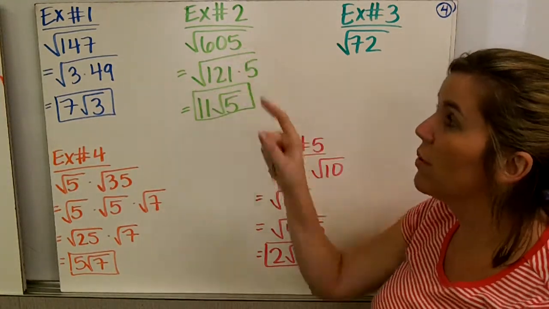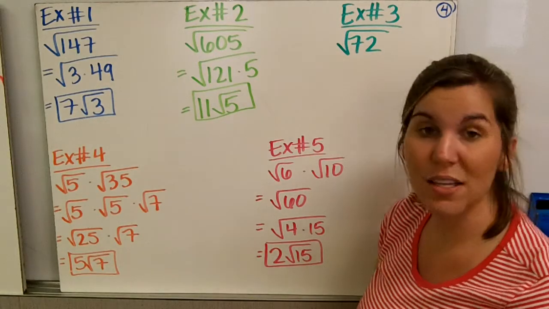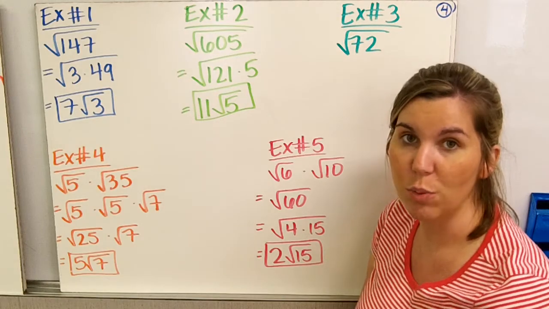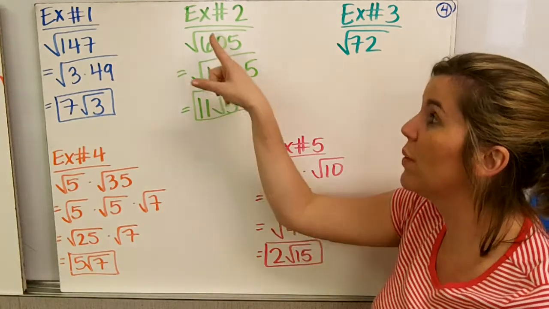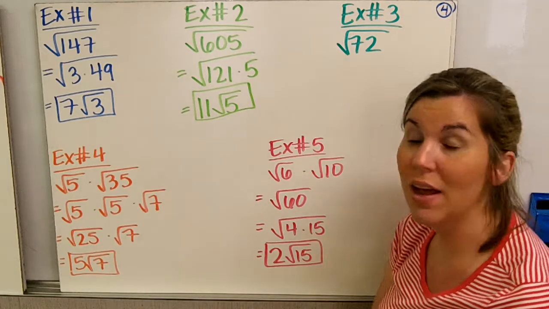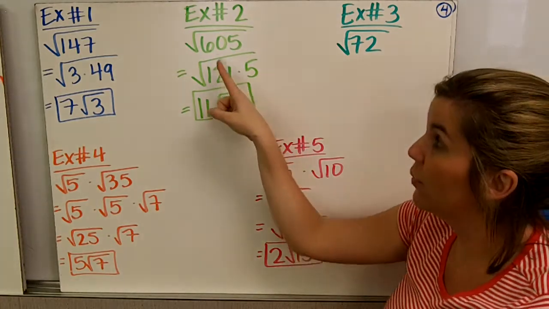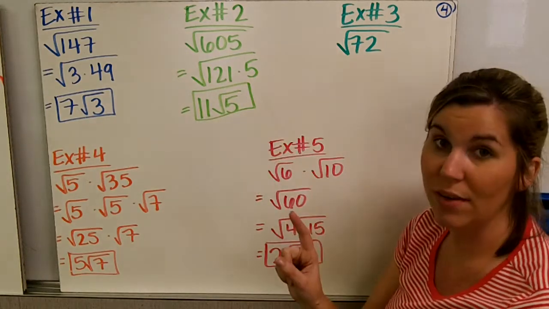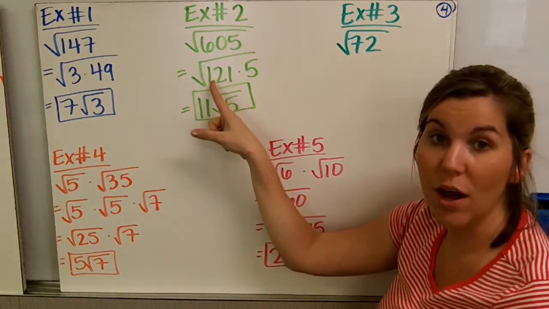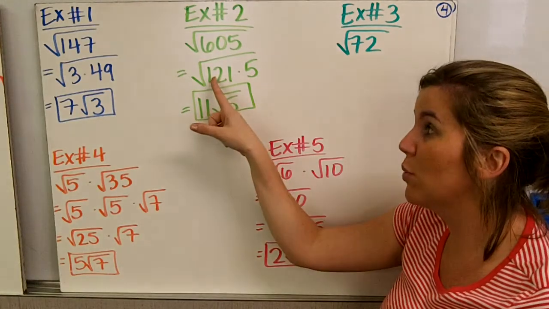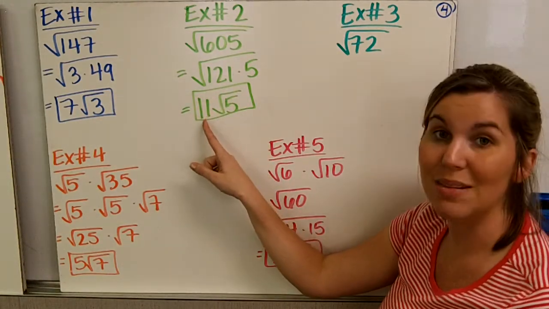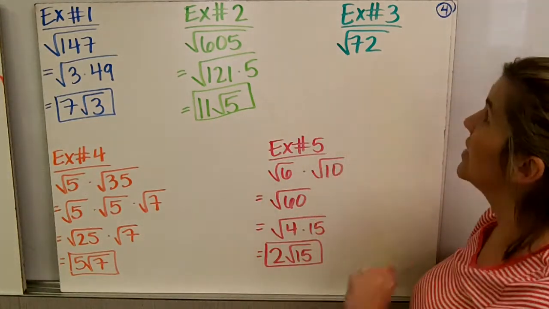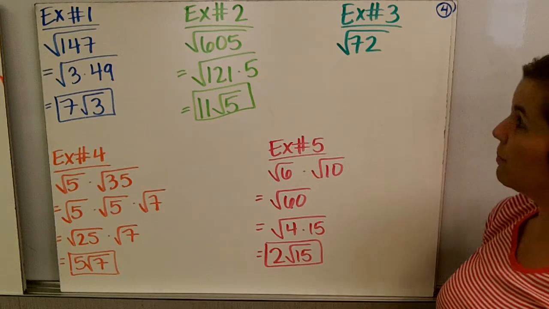Example number 2, the square root of 605. The biggest perfect square that goes in evenly into 605 is 121. 121 goes into 605 5 times. So I can rewrite 605 as the product of 121 times 5. The square root of the perfect square, the square root of 121 is 11. This number comes outside the radical. 5 stays inside.